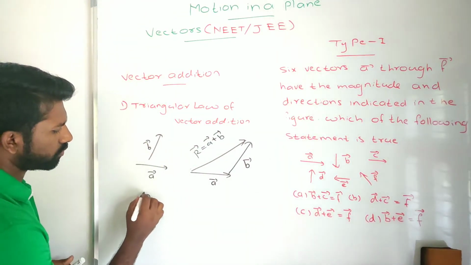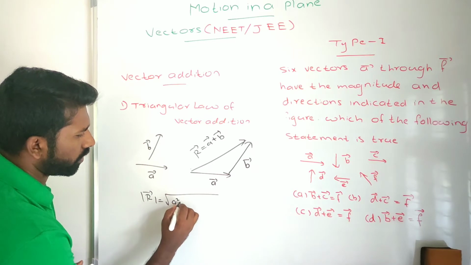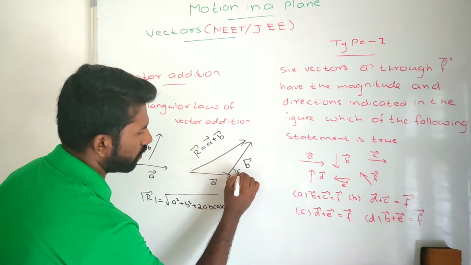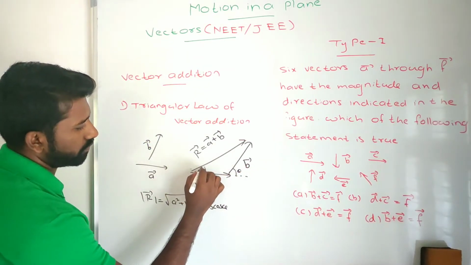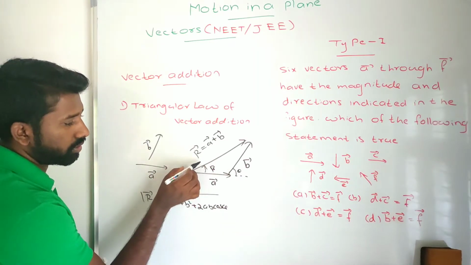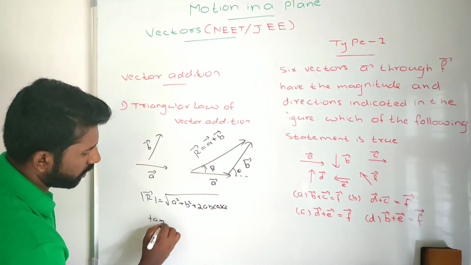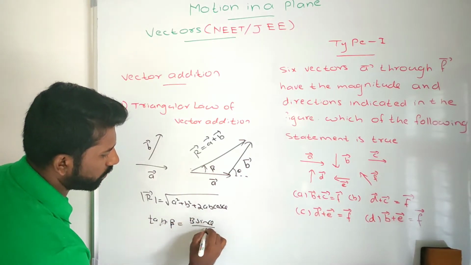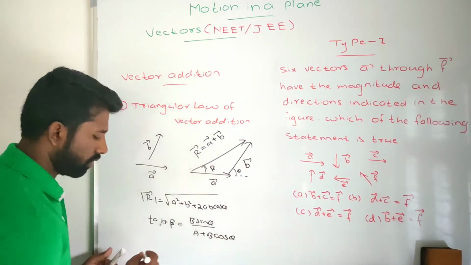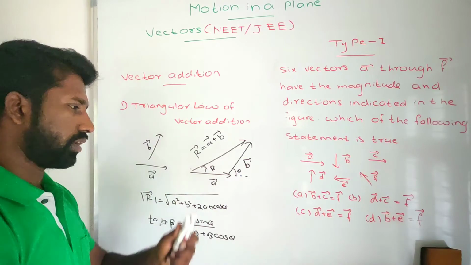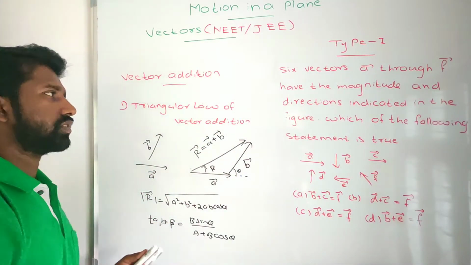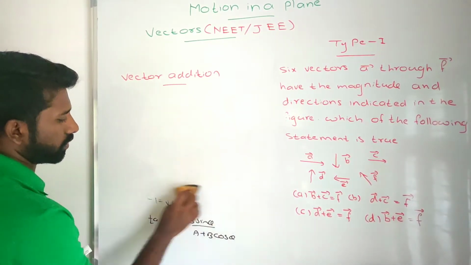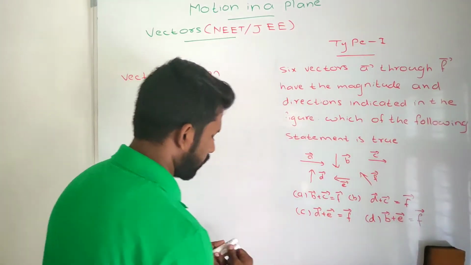Okay. What about the magnitude? Magnitude is equal to square root of A square plus B square plus 2AB cos theta, where theta is the angle between the two vectors. Then if beta is the angle made by the resultant to the horizontal, then tan beta is equal to B sin theta divided by A plus B cos theta. This formula you can apply for finding the direction. Okay, this is about the triangular law of vector addition, and another law, the second law, is the parallelogram law of vector addition. We will see that now.